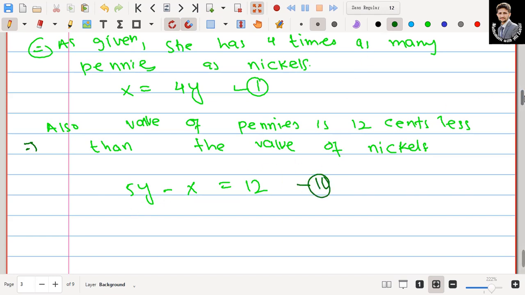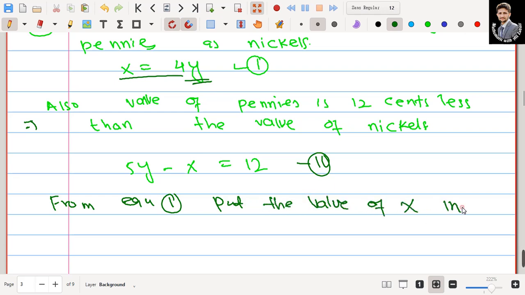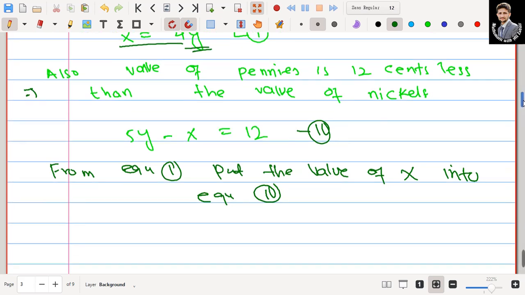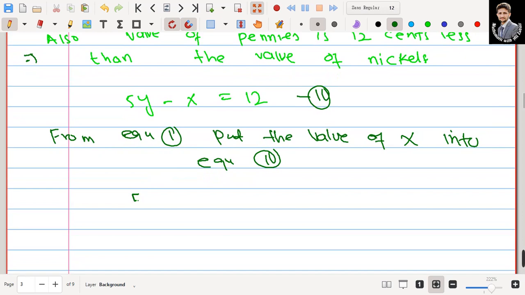Now from equation 1, put the value of x into equation 2. You can solve these equations simultaneously, or you can use the elimination method as well. This is up to you. When I substitute the value of x into equation 2, I will get 5y minus 4y is equal to 12. So from there y is equal to 12.